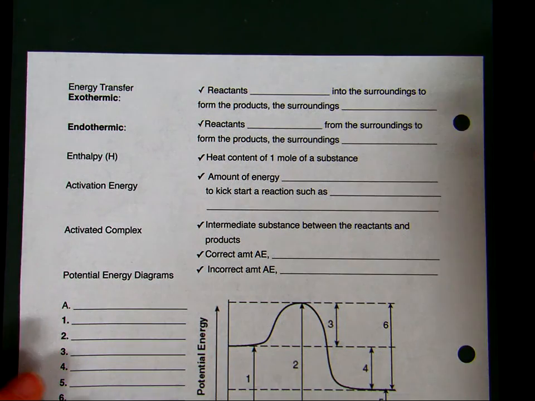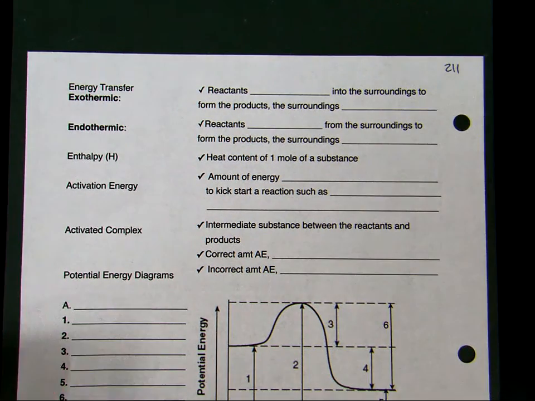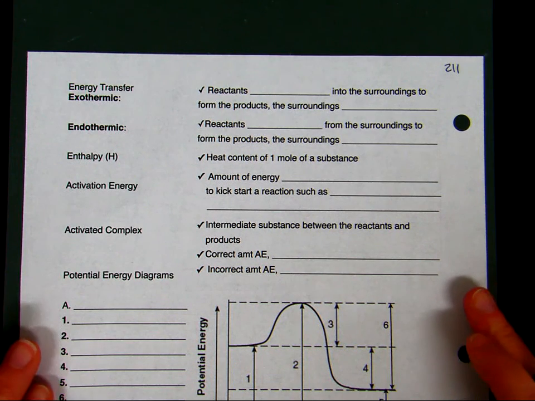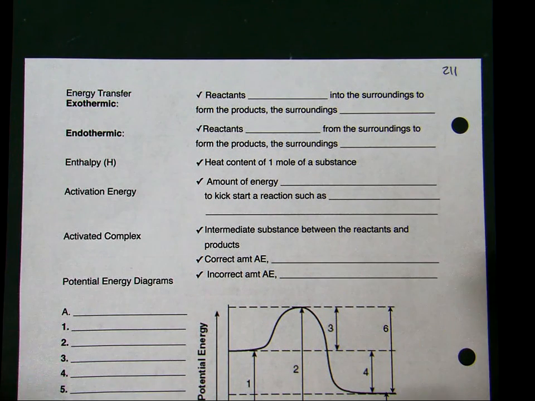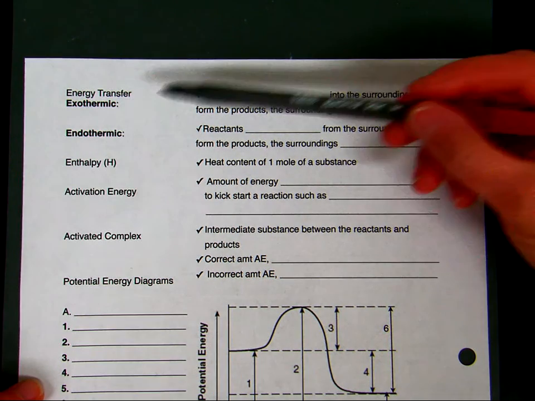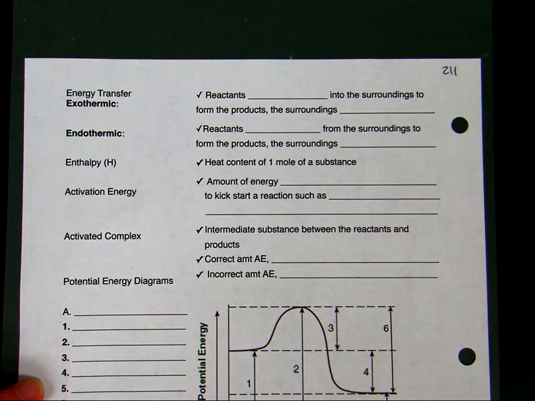Okay, so this is page 211, kinetics and equilibrium. Some of the stuff on this note page is pure review, and then there are some new ideas. Take a look. Two terms that we have learned and put in practice since the beginning of the school year: exothermic and endothermic.